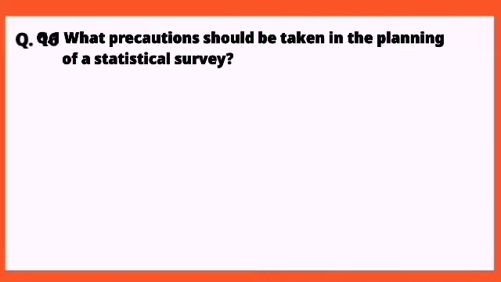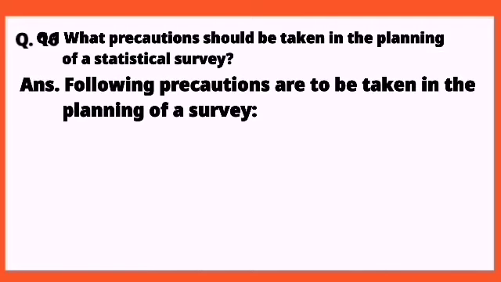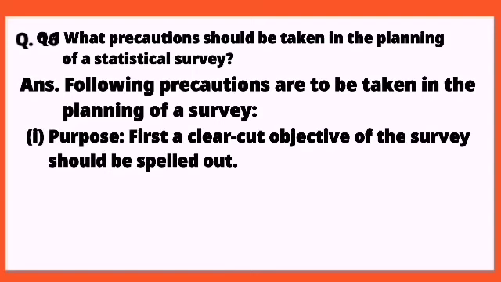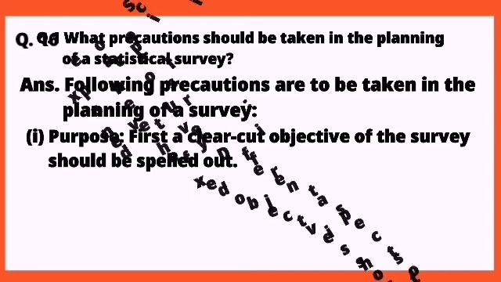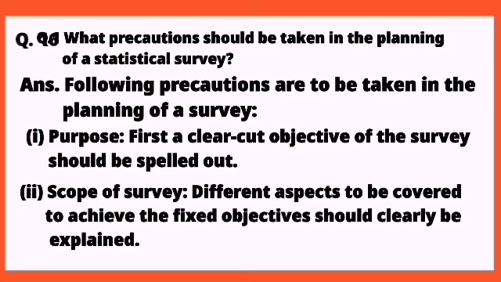Question 16. What precautions should be taken in the planning of a statistical survey? Answer. Following precautions are to be taken in the planning of a survey. 1. Purpose. First, a clear-cut objective of the survey should be spelled out. 2. Scope of survey. Different aspects to be covered to achieve the fixed objectives should clearly be explained.